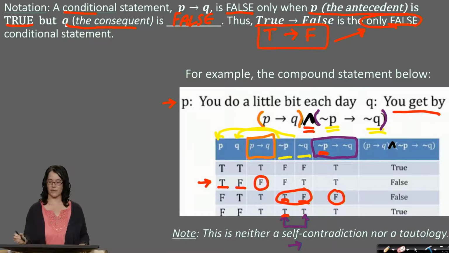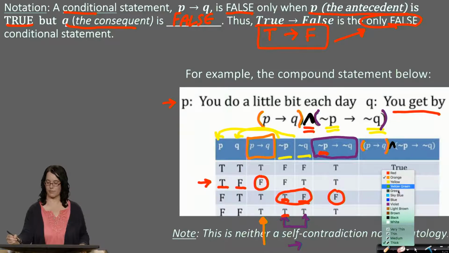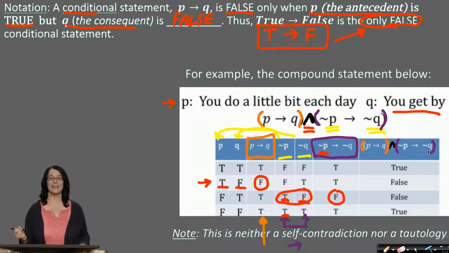So let's find them. The first parenthetical statement was, I'll use my colors here, orange. It was this P then Q, so it's this statement up here. And the second parenthetical statement was my purple one. Let me grab him here. Parentheses, not P, then not Q. I got ahead of myself. All right, so that would be right here.